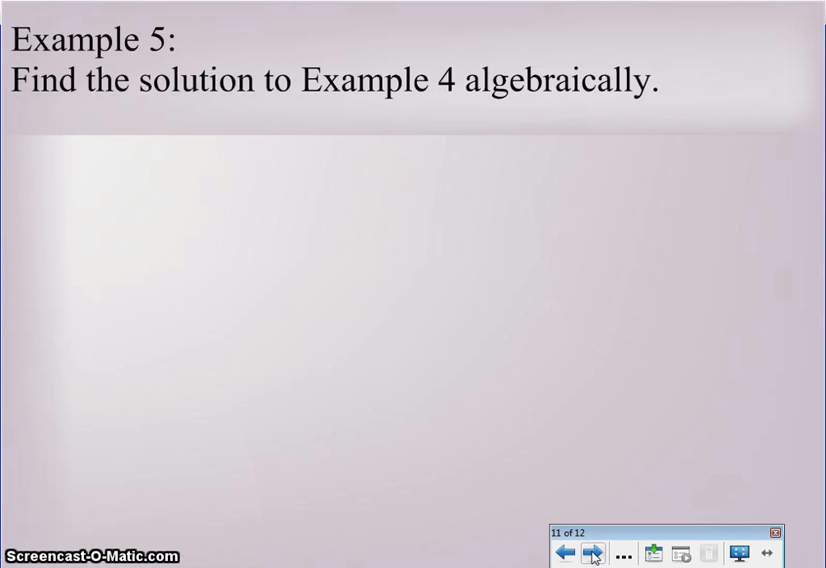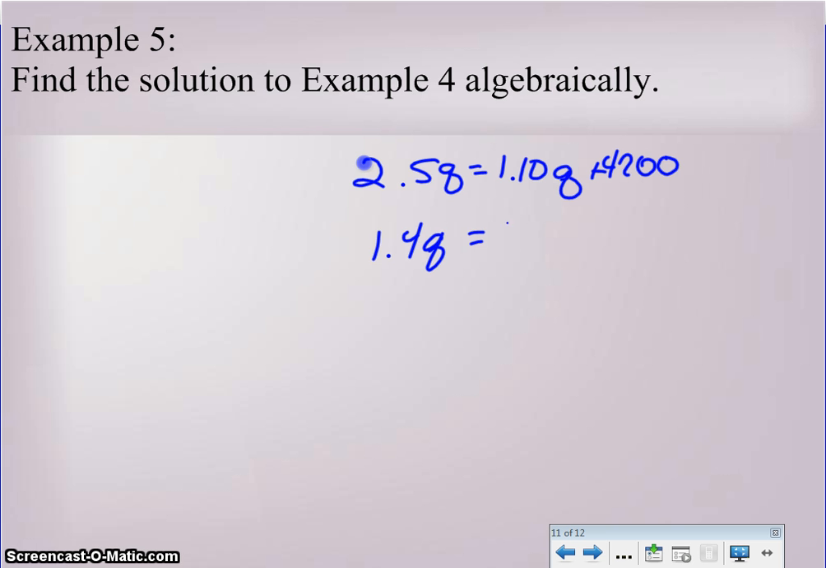Okay, find the solution to example 4 algebraically. We really kind of already did that by setting it equal to each other. So 2.5Q equals 1.10Q plus the 4,200. 1.4Q equals the 4,200. And Q equals 3,000.